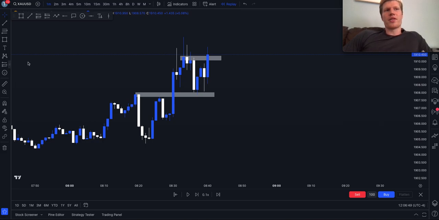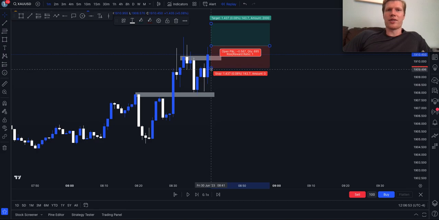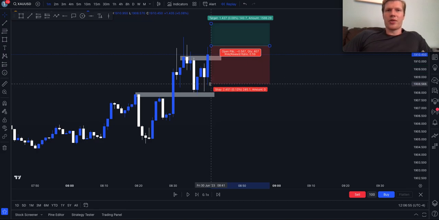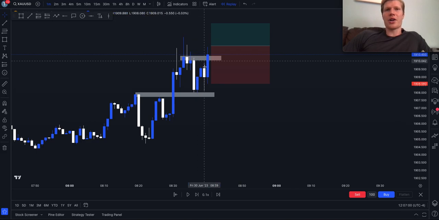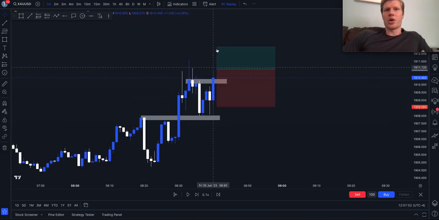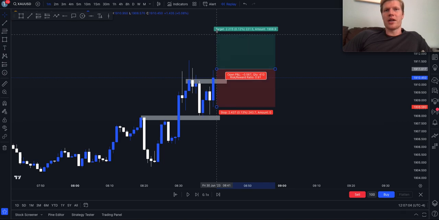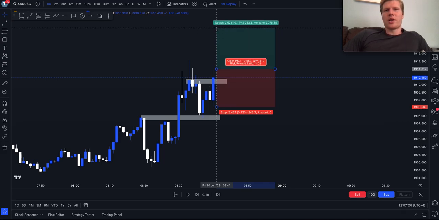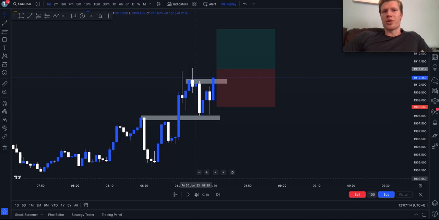To me, that is the perfect scenario to take a long on the break of the high and to have a relatively tight stop just below this kind of area here. And then in this sort of scenario with news, I would just be targeting a 1-to-1, because again, we don't have a clear target in sight. Maybe I could go into the higher time frame, but for the scope of this video, I'm just going to keep it at a fixed 1-to-1. So we'll see how this plays out.